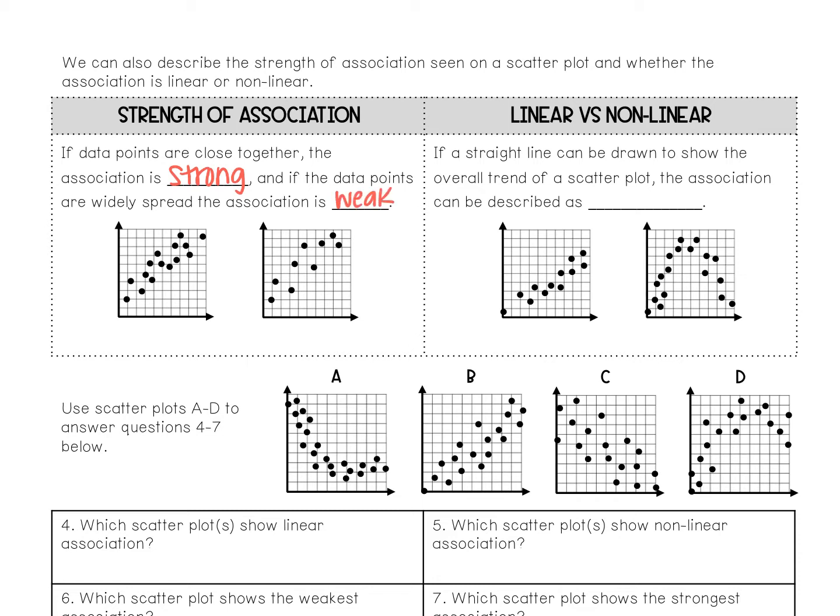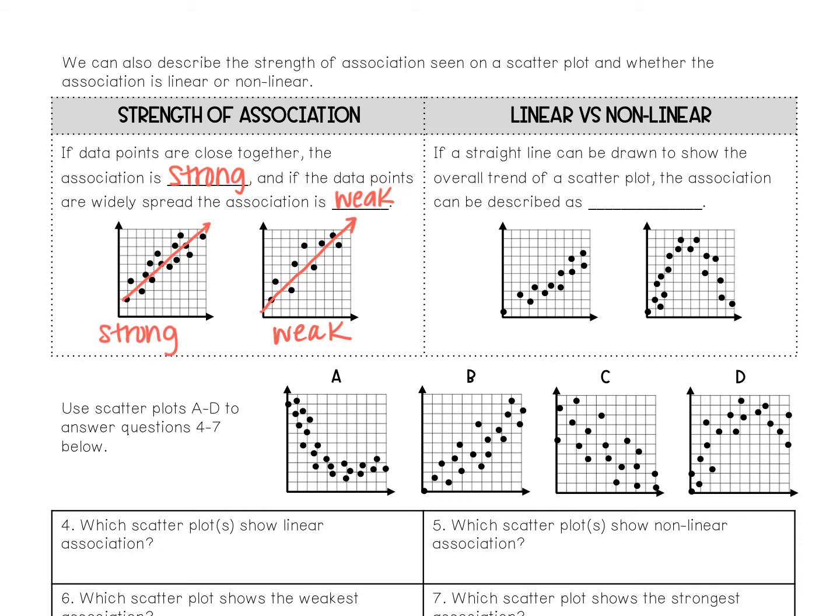So if I look at this first association, those data points are all pretty close together. If I drew a line through the middle of them, the data points would all be pretty close to the line, right? So that's a strong association. The next one, if I were to draw a line through it, those points are a little bit more spread out from the line, right? So that's a weaker association. And you might find that sometimes the word moderate is really the best way to describe it.